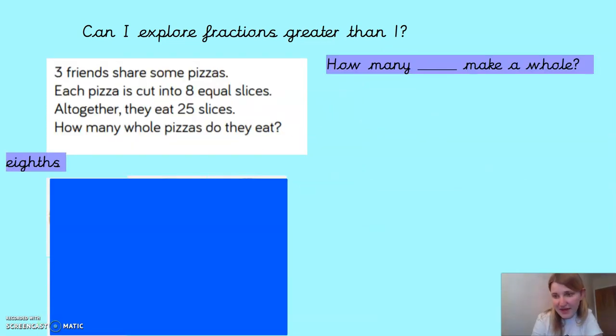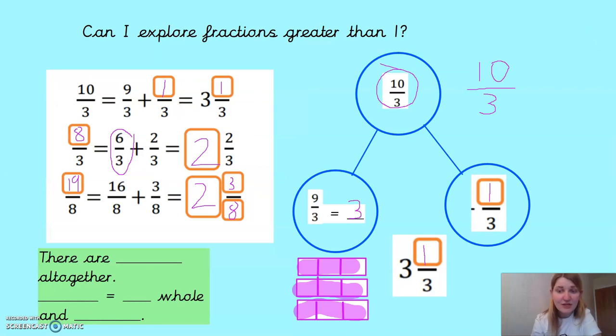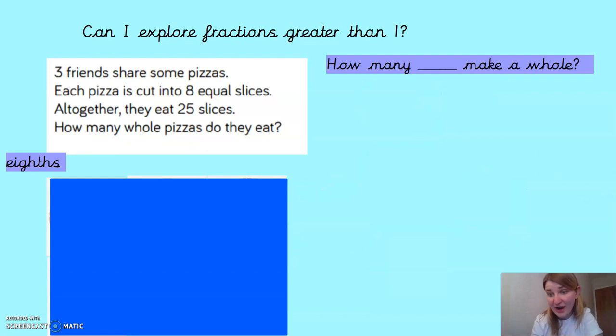We've got a word problem here, and we're going to use what we've just looked at to help us explore it. So 3 friends share some pizzas. Each pizza is cut into 8 equal slices. Altogether, they eat 25 slices. How many whole pizzas do they eat? So a bit like we were doing on this slide, we're looking to see how many wholes we make out of the fraction. Okay. And a question that's going to help us is how many make a whole.